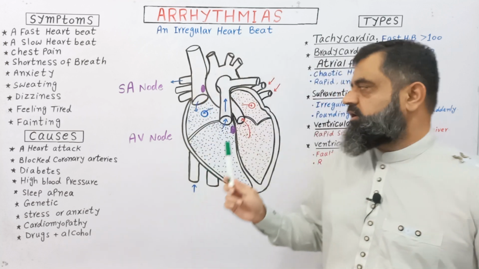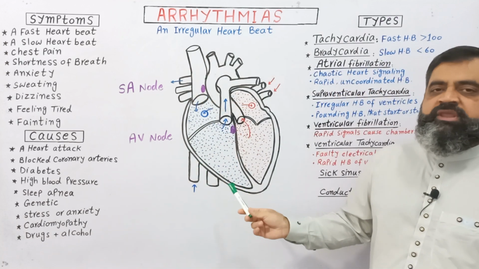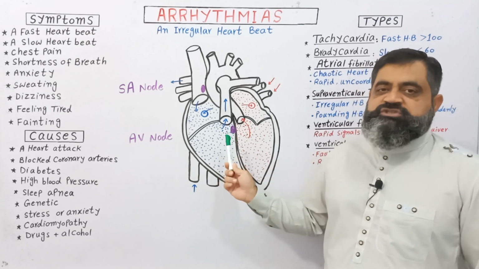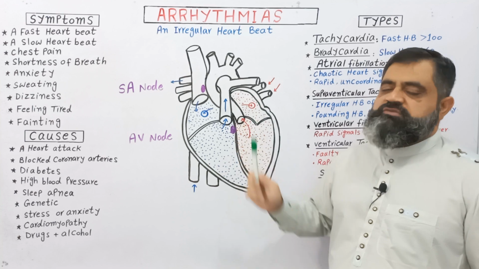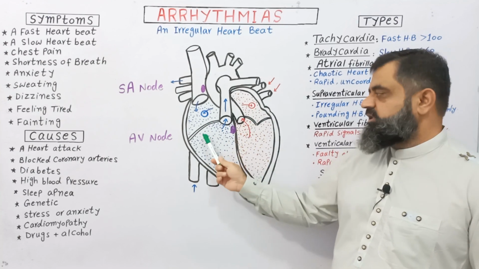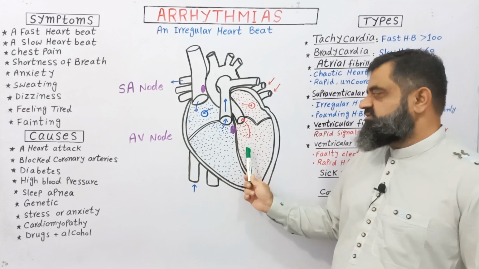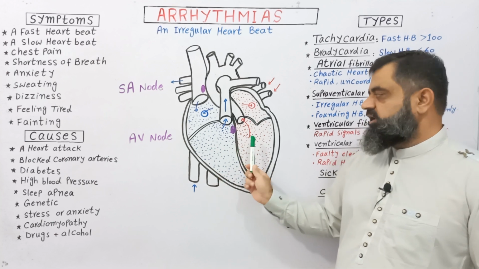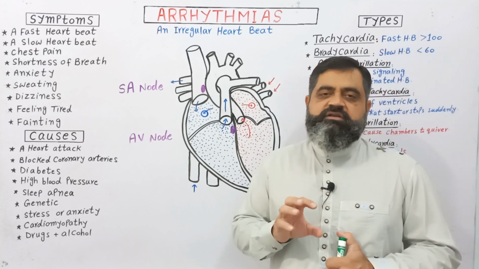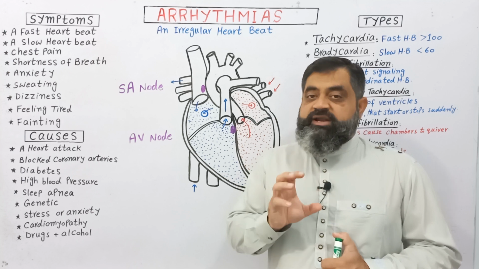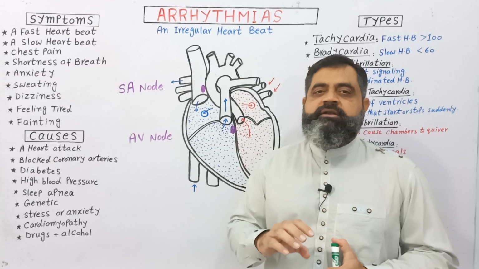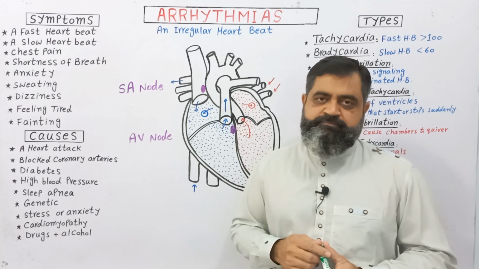So if we look at the diagram of a human heart, it consists of four chambers. There are two smaller chambers which are known as atria, right atrium and left atrium, and there are two larger chambers which are known as ventricles, right ventricle and left ventricle. These four chambers, atria and ventricles, contract and relax simultaneously and pump blood to the body and to the lungs.